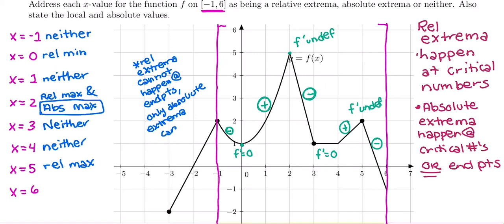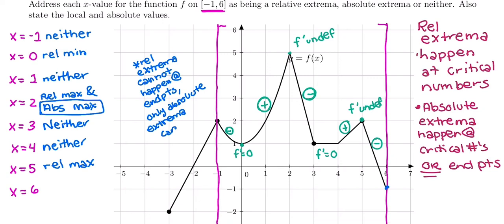Is it also an absolute max? So we would want to compare it to the end behavior. So we're looking on the interval from -1 to 6. We're going to look on that entire interval. Is that the absolute highest point you see? No. It goes much higher. On that left end behavior, it does go up higher than that point. So we would say that is just a relative extrema. It's not also an absolute extrema. So just a relative max.